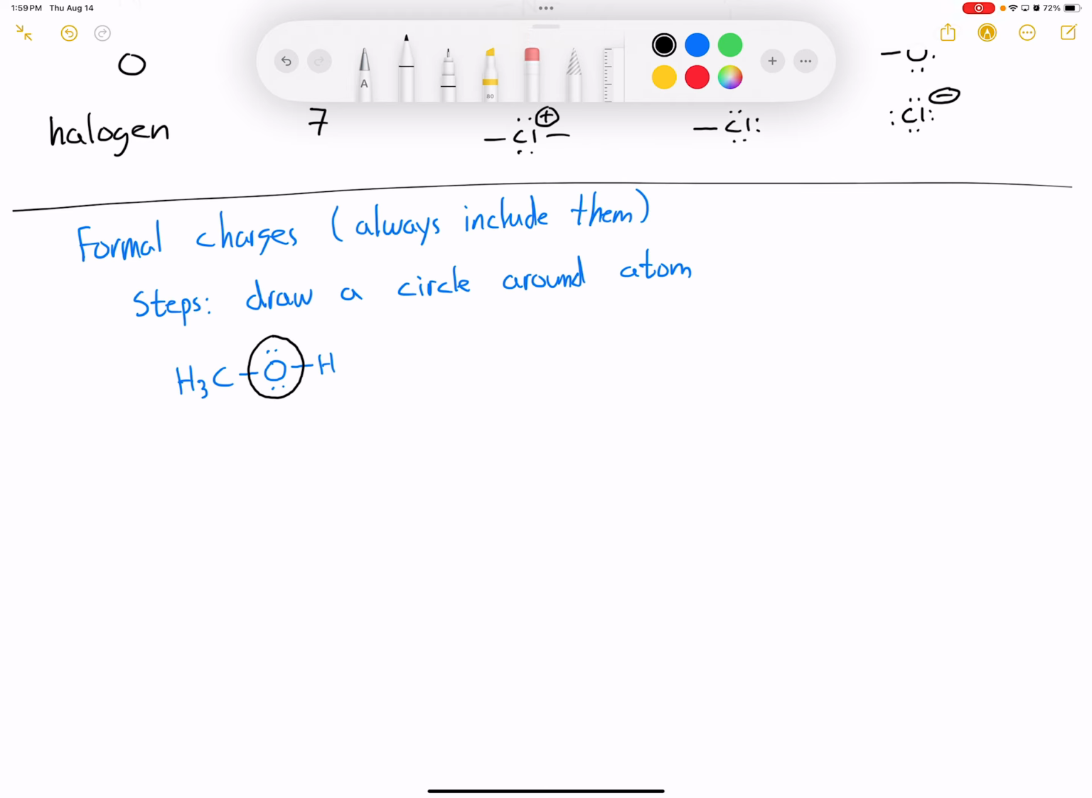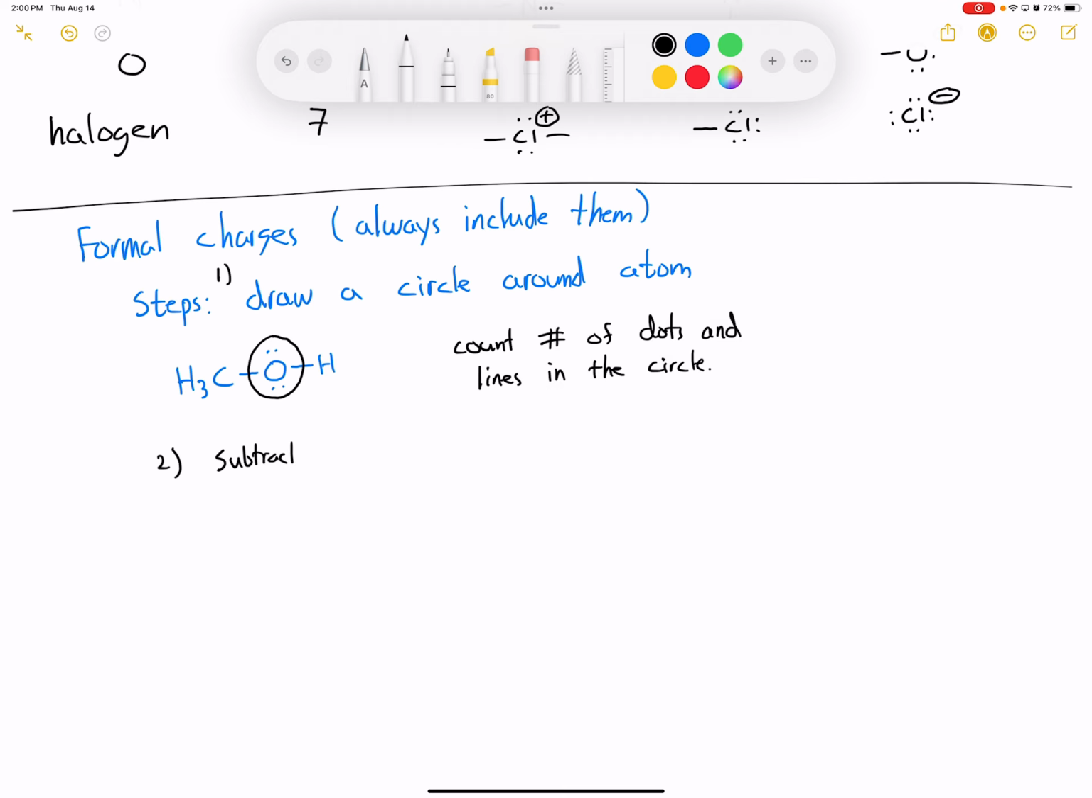Remember that, okay? So you're going to count the number of dots and lines in the circle. All right, so let's put that. This is step 1. I forgot to write that. All right, step 2, you're going to subtract the number you just determined from the valence, the number of valence electrons for that atom on the periodic table. Okay?